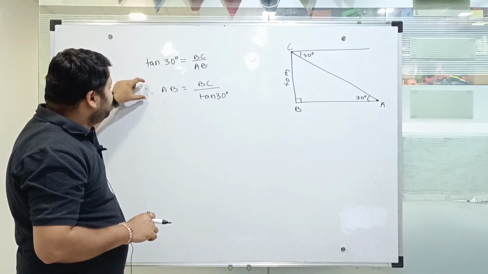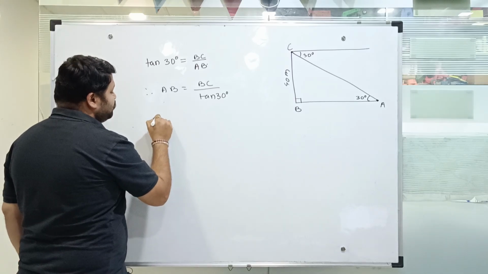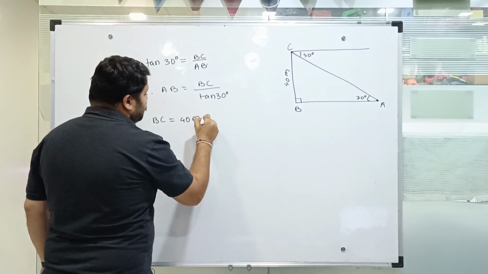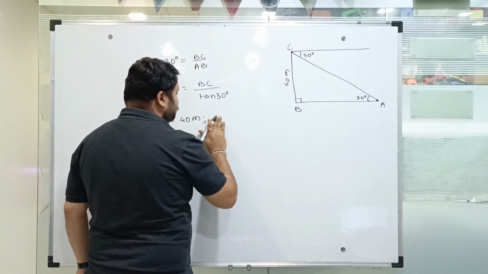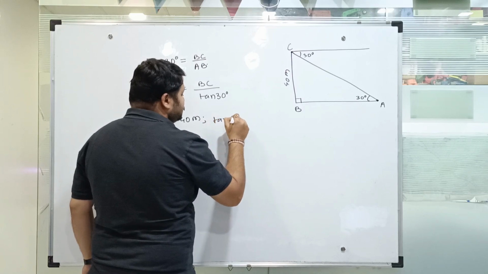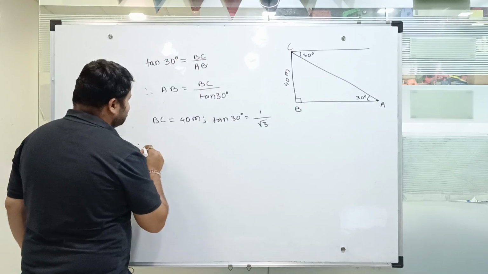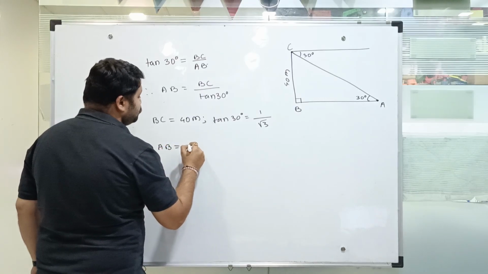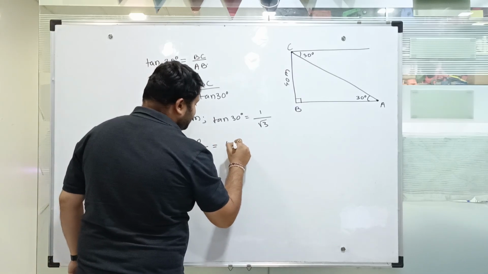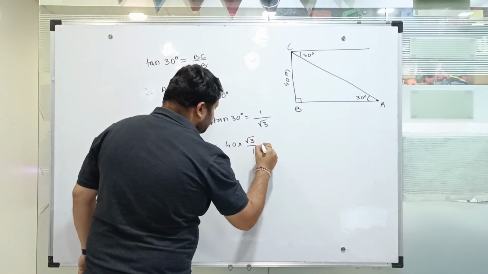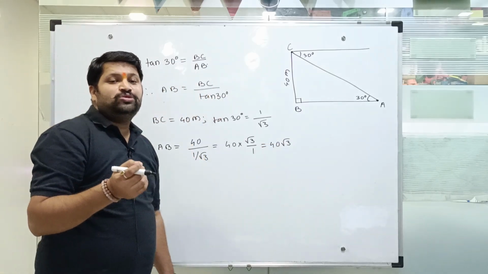So here we have AB is equal to BC upon tan 30 degrees. Now we know that BC is equal to 40 meters and tan 30 degrees is equal to 1 by root 3. So therefore I can say that AB is equal to 40 upon 1 by root 3. So that would effectively be 40 multiplied by root 3 by 1. So that's equal to 40 root 3. Now the value for root 3 is 1.73.